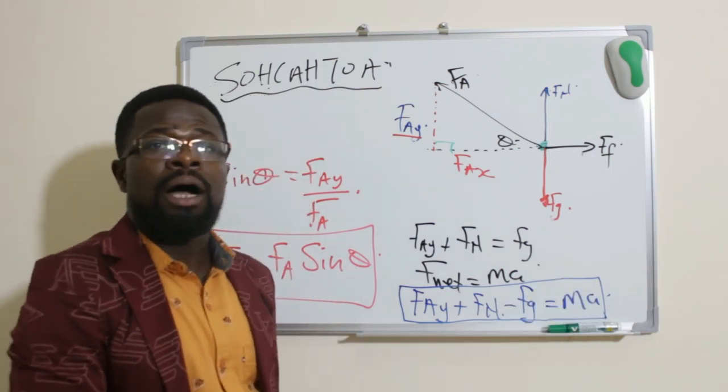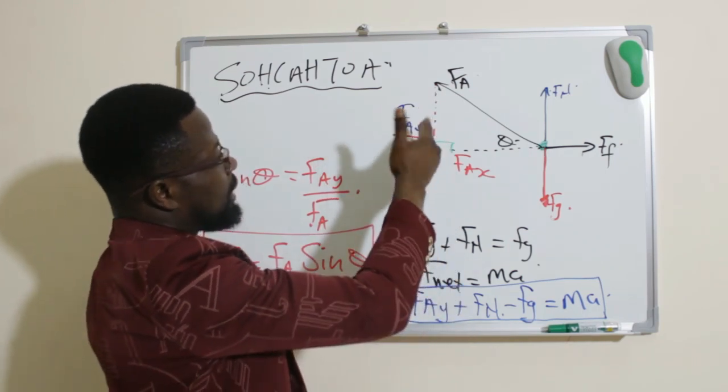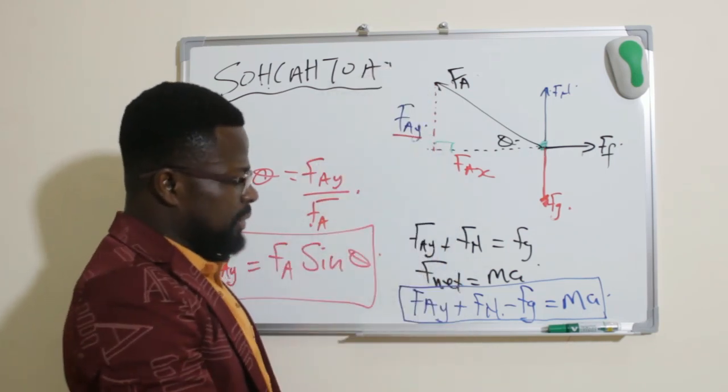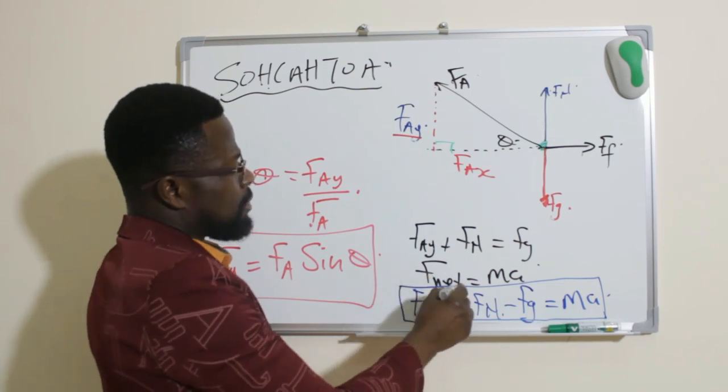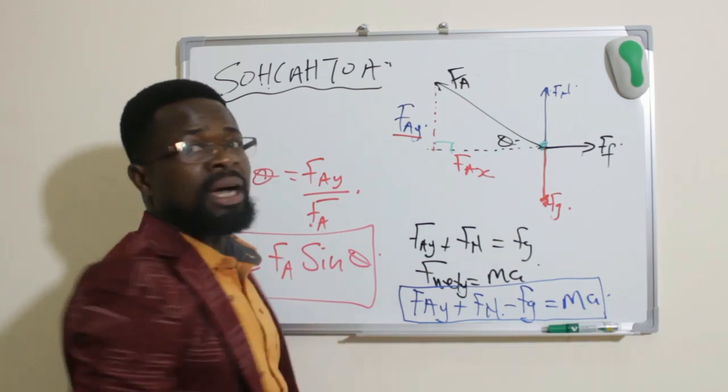So now I have found the net force in the vertical direction. So we can just simply say F net Y. F net Y. And that is what we are having here.